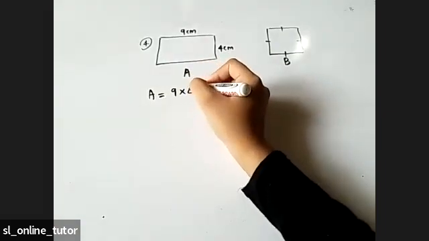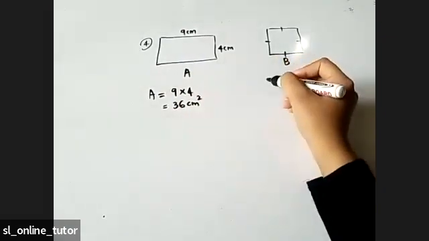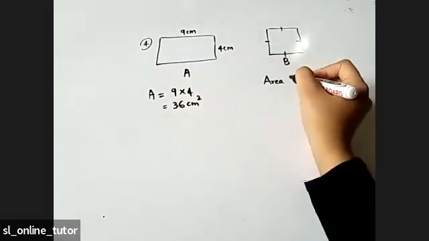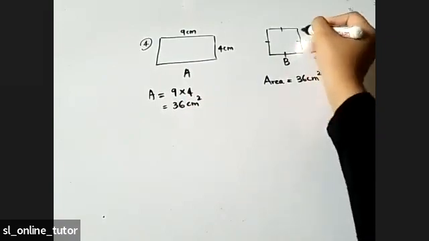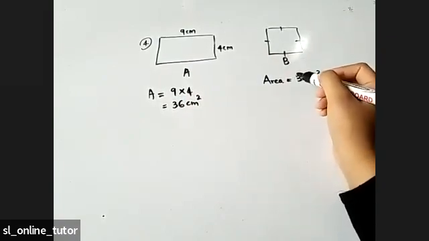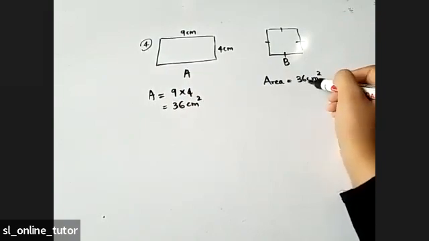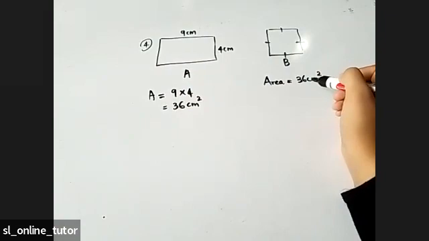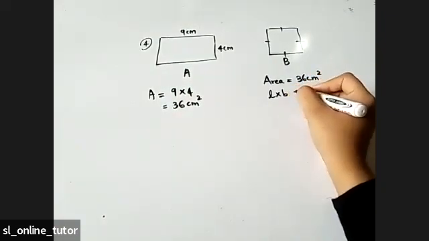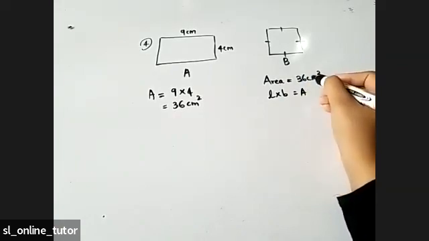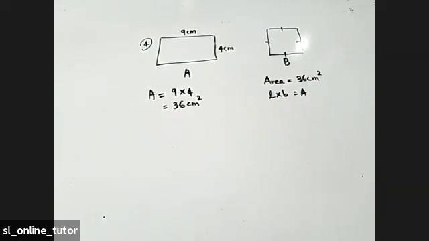9 into 4. Area means length into breadth, that is 36 square centimeter. Area of the figure B is also 36 square centimeter. Then what is the side length? I saw that some students have done this question wrong. This is actually not 36 divided by 4, children. Like you can do it 36 divided by 4, but the method is length into breadth is equal to area. So 36 square centimeter means how can you find one side then?